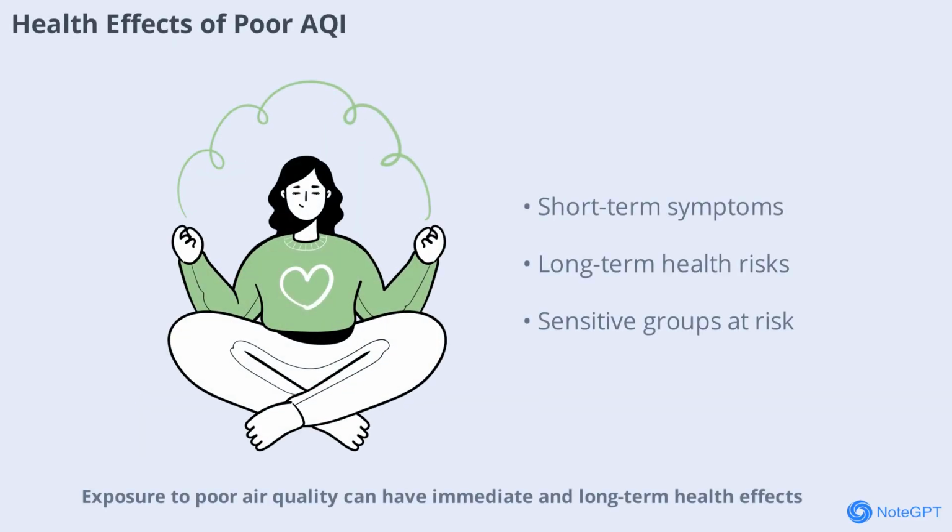Exposure to poor air quality can have immediate and long-term health effects. Short-term effects include coughing, throat irritation, and difficulty breathing. Long-term exposure can lead to chronic respiratory diseases, heart disease, and even cancer. Children, the elderly, and people with pre-existing health conditions are most at risk. The AQI helps people understand these risks and take steps to protect themselves, such as staying indoors or using air purifiers on days with high pollution.